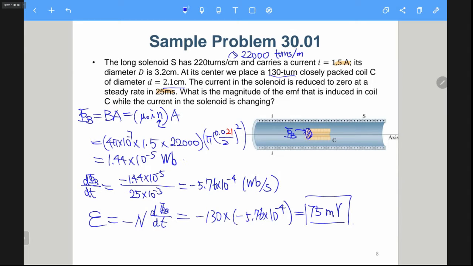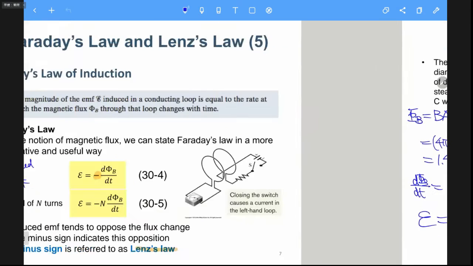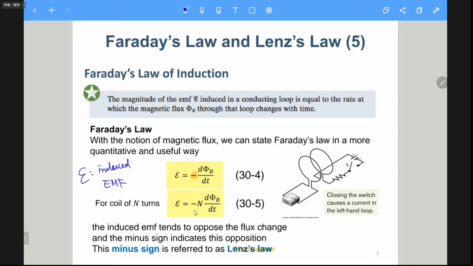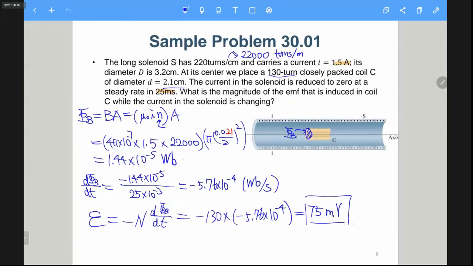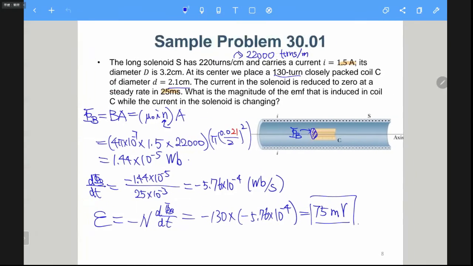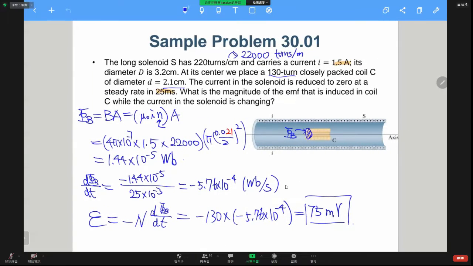So this is not so difficult. We only need to use this equation to calculate the EMF. Just plug in the value, and it will be fine. And so far, any questions? If you have questions, please leave them in the comments or in the chat.